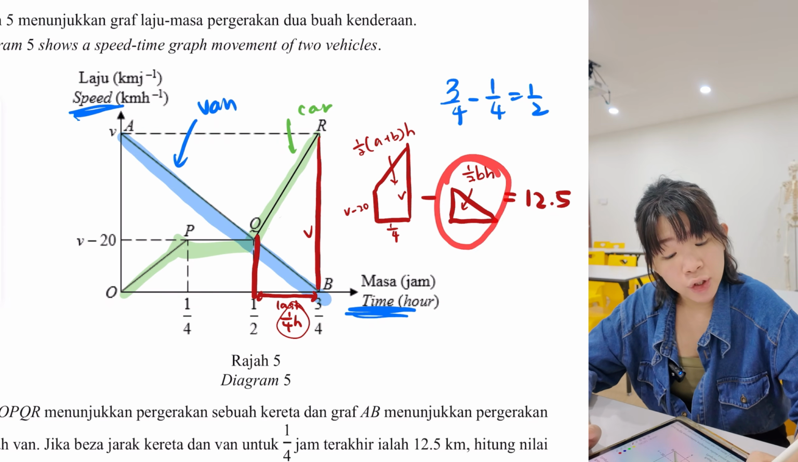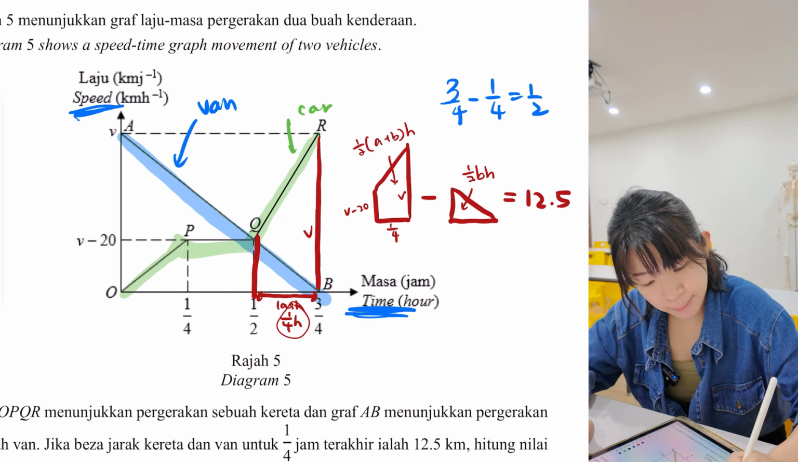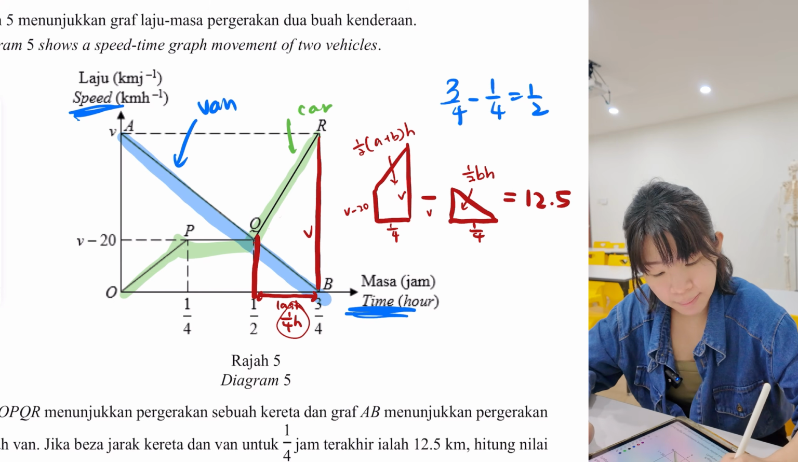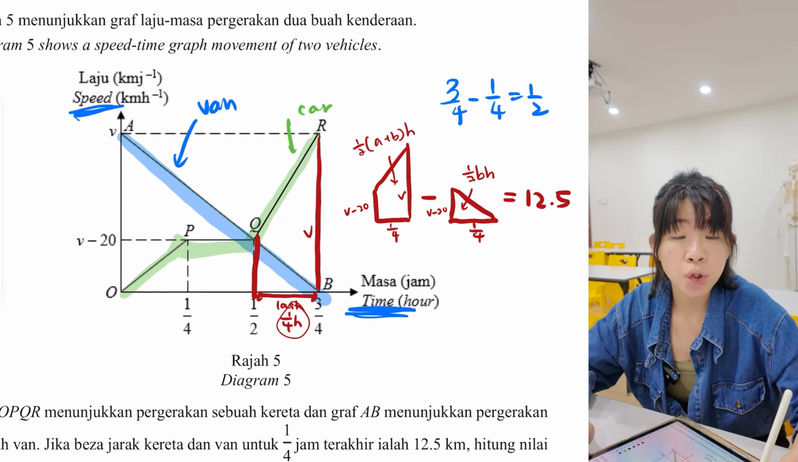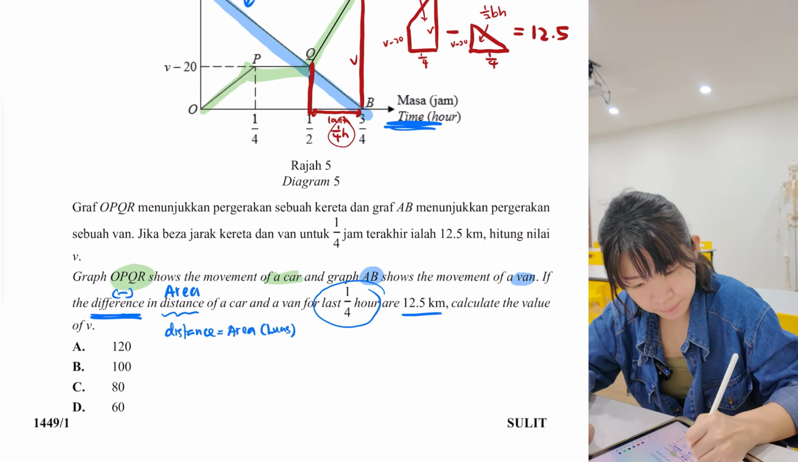Then now let's look at triangle. Triangle is 1/2 times base times height. Okay, the base is how much? Okay, the base is 1/4. Height of triangle is V minus 20. That equals to 12.5. Alright, so now we're going to put this together.